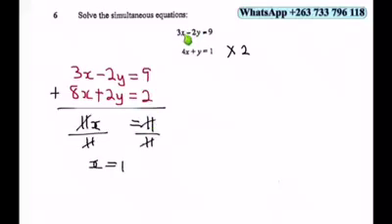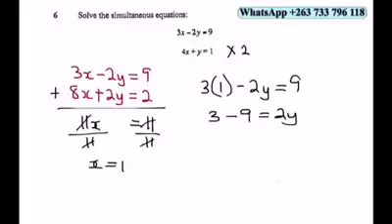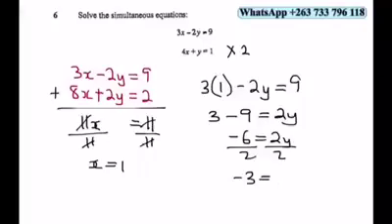Then I will go back and substitute 1 here since x value is now found. Therefore, 3 times 1 minus 2y is equal to 9. 3 minus 9 is equal to 2y. Why? Because I have taken this negative 2y to the right side to remove the negative sign. It becomes positive, and this 9 comes to the left and becomes a negative. So 3 minus 9, this will be minus 6, is 2y. Then I'll divide by 2 both sides. This will give me y equals minus 3.